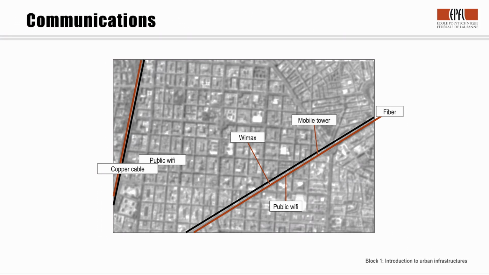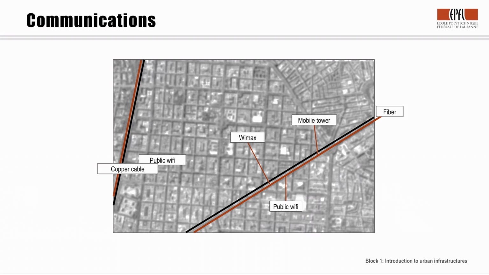Communications infrastructures are equally interesting. Historically, telecommunications infrastructures are basically copper cables in the grounds in the city. Now, in some cities, you still see the telecommunication cables above ground, but this is becoming increasingly rare.